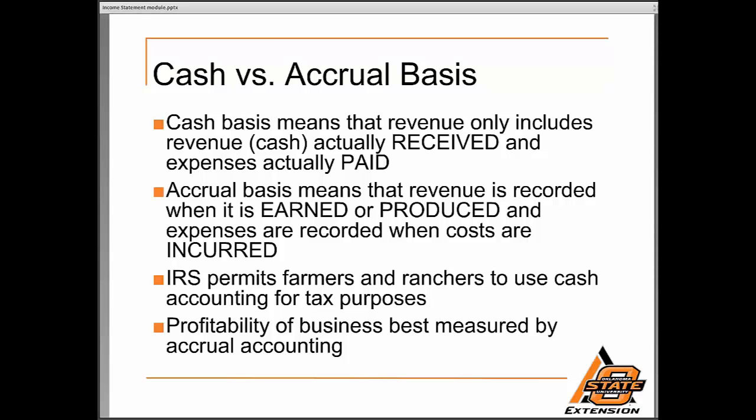For an accrual-based income statement, revenue is recorded when it is actually earned, and expenses are recorded when they are incurred. So the harvested wheat from the previous example would be included as revenue earned in the current year. The Internal Revenue Service allows farmers to use cash accounting for tax purposes. While this may be useful for reducing taxable income, true profitability of your business is best measured by accrual accounting methods. We will focus on accrual-based income statements.